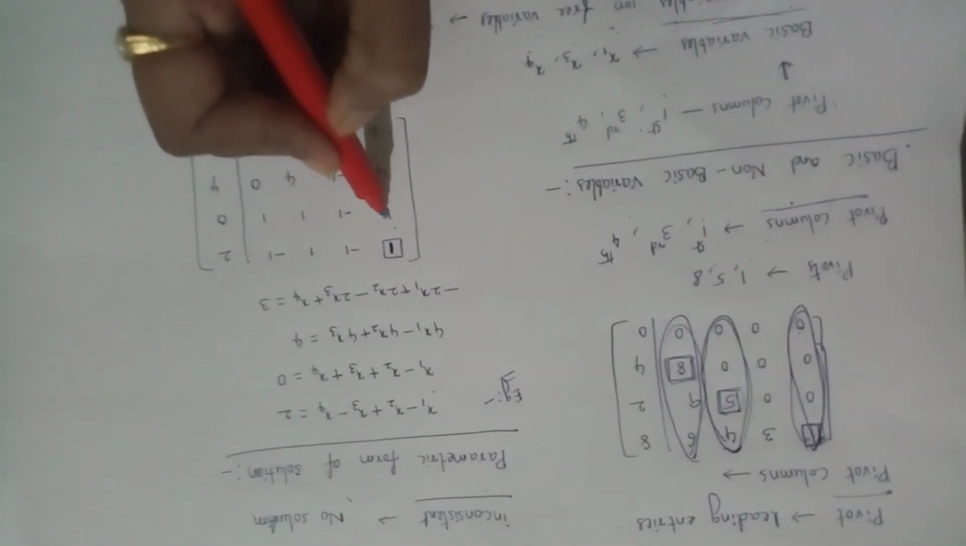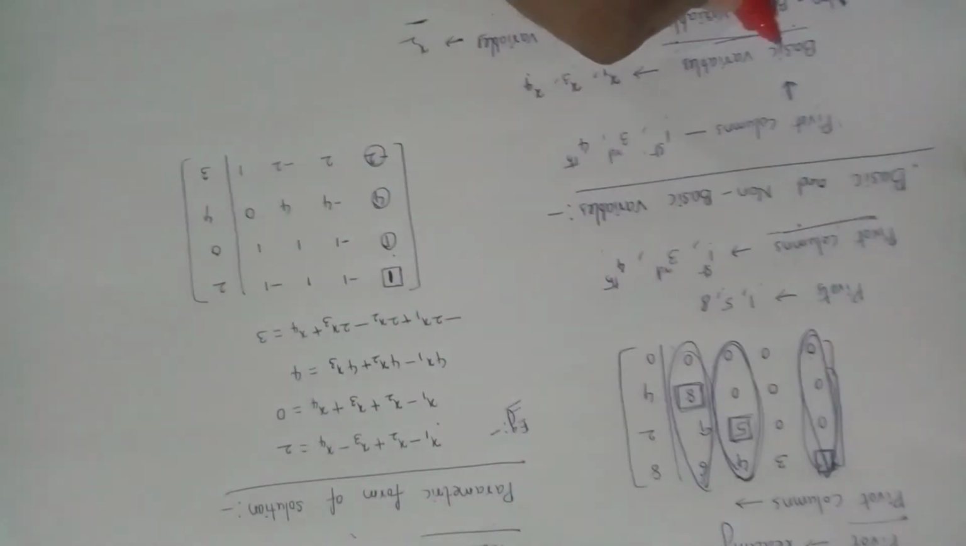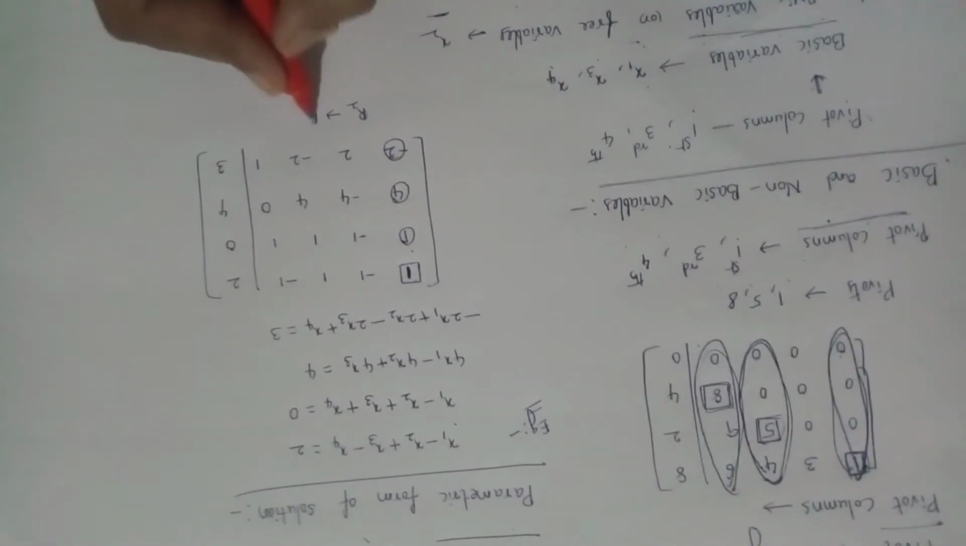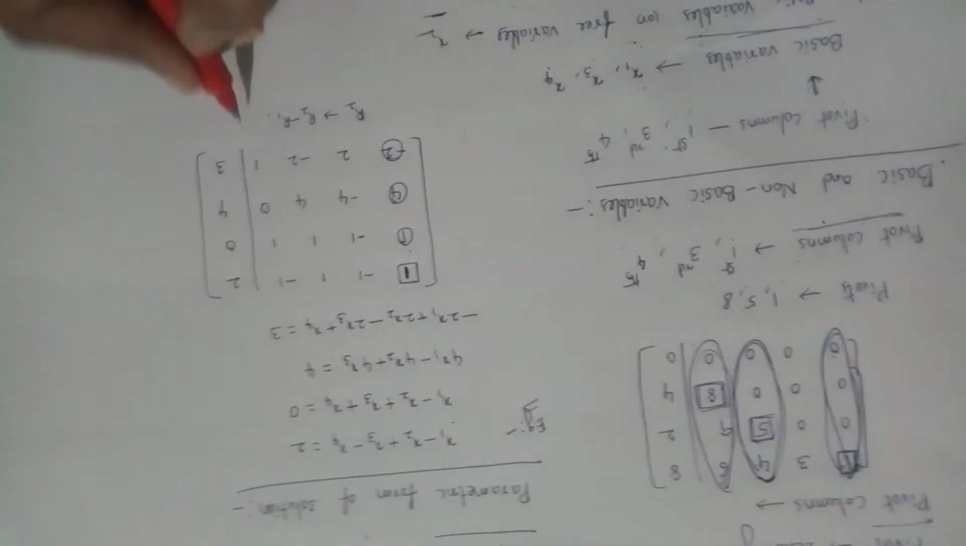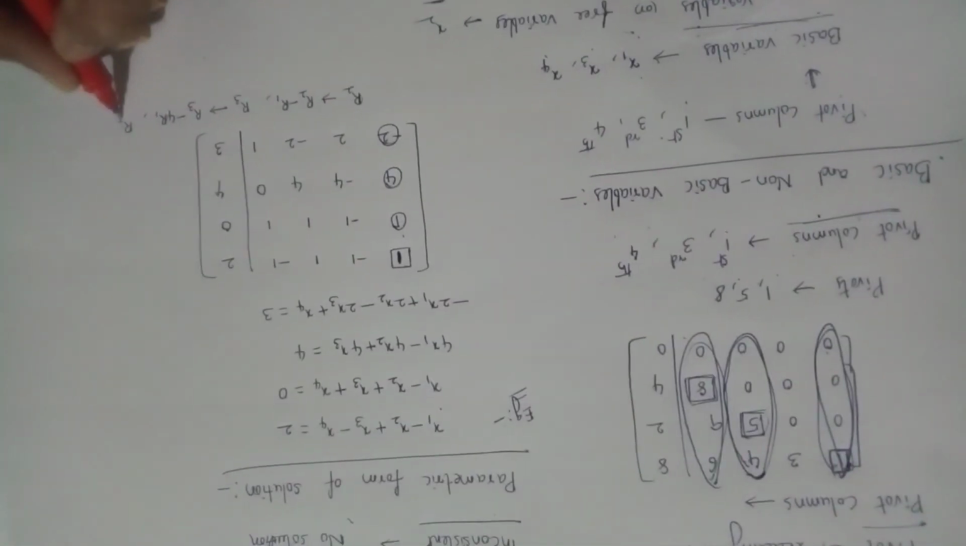So now we have to do zeros here: this is 0 and this one is 0, and this also has to be zeros. For this I am writing R2 minus R1, next R3 minus 4R1, and next R4 plus 2R1. Now we have to apply these row operations.